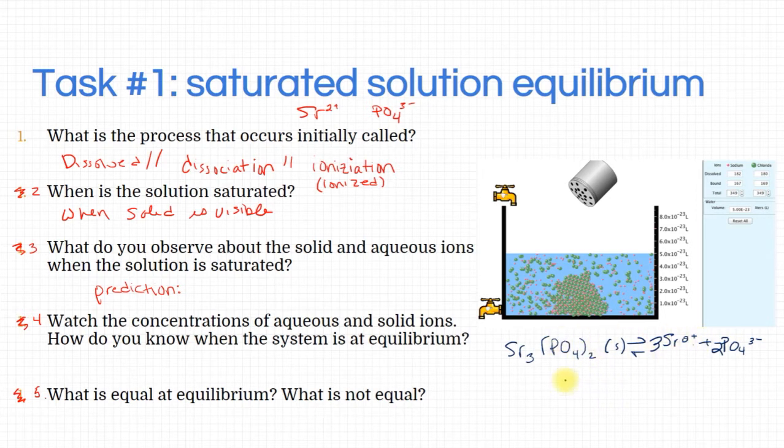So here's our equilibrium, right? We have solid and we have a bunch of aqueous ions, and they go back and forth. If one of the particles decides to dissolve, that means these guys have to go back and form a solid. Otherwise, these numbers would be changing all the time, and they don't.